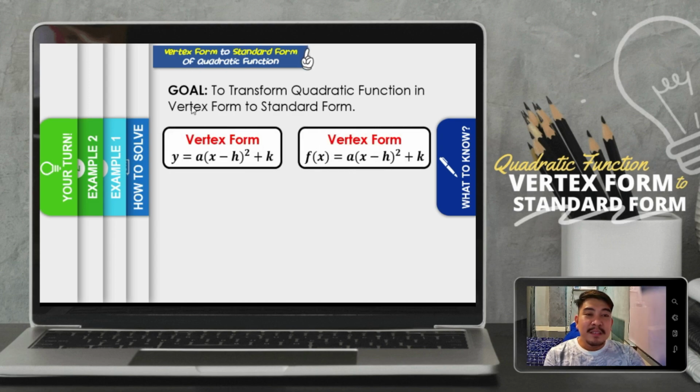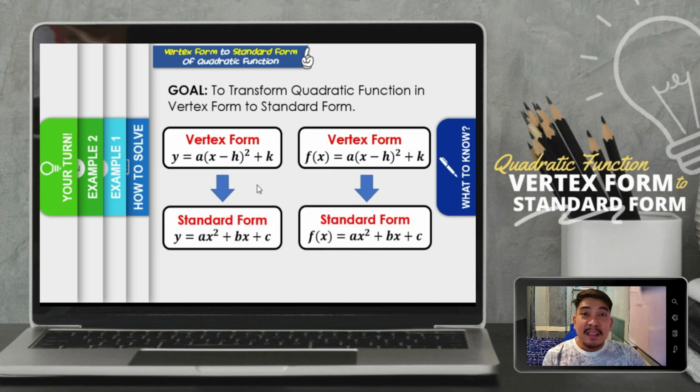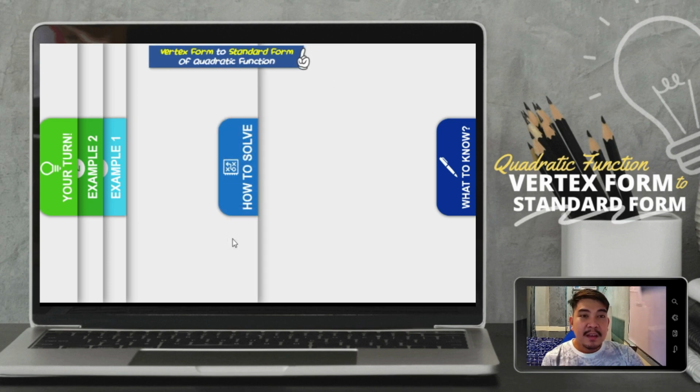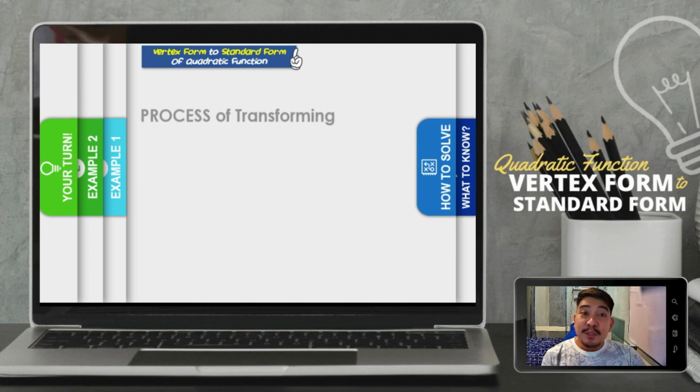So the vertex form is given by these equations. We have y is equal to a times (x minus h) squared plus k. The variable y can be interchanged or replaced by f of x. So the vertex form should now be transformed to standard form, given by y or f of x is equal to ax squared plus bx plus c. So let us now have the procedure.